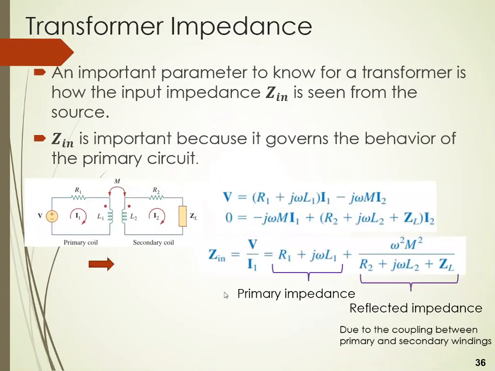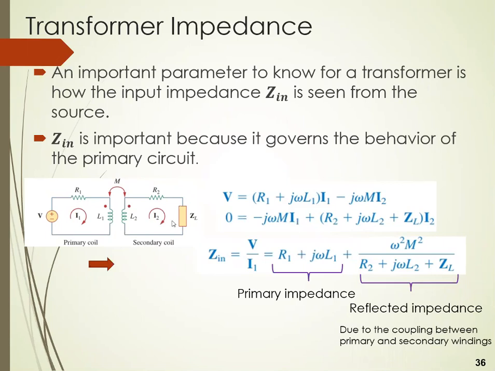An important parameter to know for a transformer is how the input impedance, Zin in this case, is seen from the source. It is important to look at it because it governs the behavior of the primary circuit. If you look at the circuit, again we have a primary, which is the side tied to the voltage source. The secondary is the side tied to the load part of the circuit.